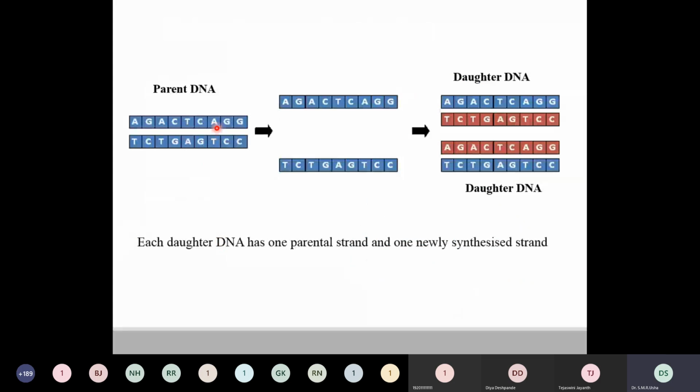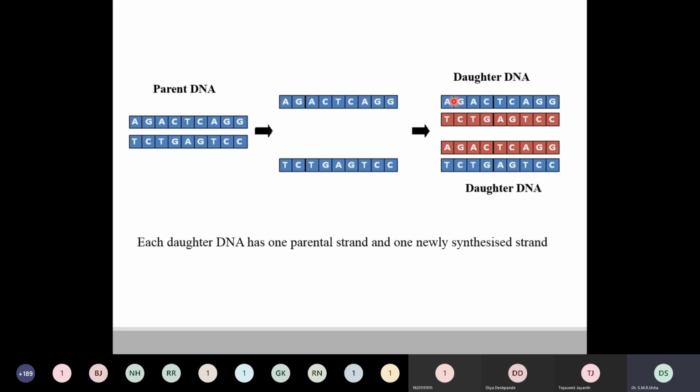I am showing you the parental DNA without any helical structure. Now these two are completely separated. Usually it doesn't separate like that; this is only a pictorial representation. Now after replication, what happens?